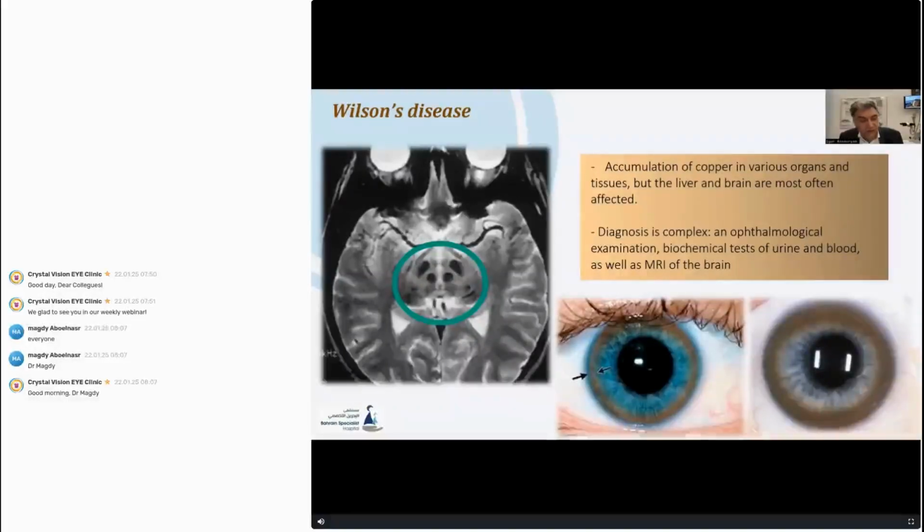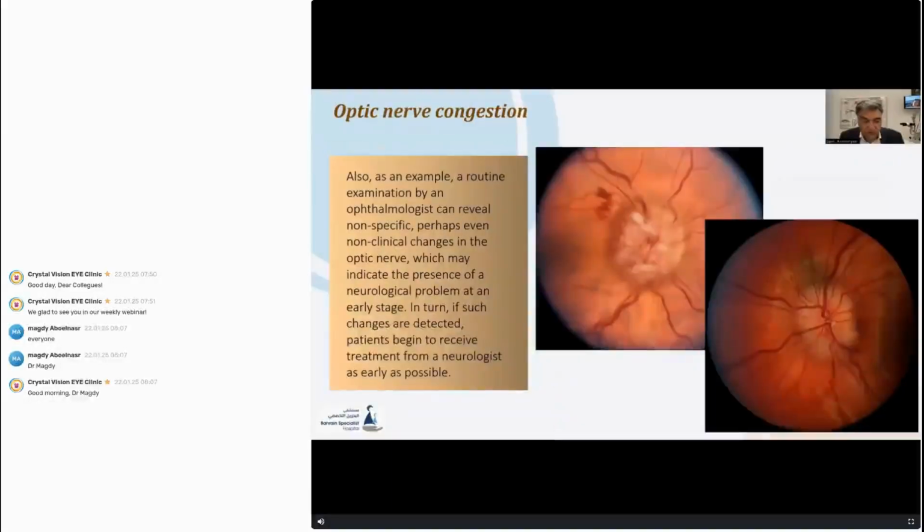Epileptic seizures and pyramidal insufficiency syndrome are possible. Often during the ophthalmological examination, initially, we observe a specific symptom, the so-called Kayser-Fleischer rings, which help confirm the diagnosis and start timely treatment. Also, as an example, during a regular ophthalmological examination, nonspecific changes in the optic nerve can be detected, which may not even present a clinical picture, but could indicate the presence of neurological issues. At an early stage, when such changes are detected, the patient starts receiving treatment as early as possible.